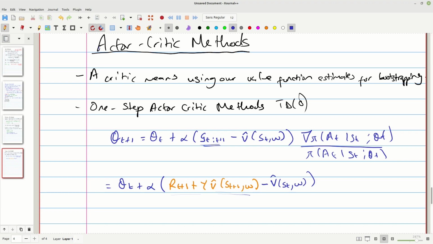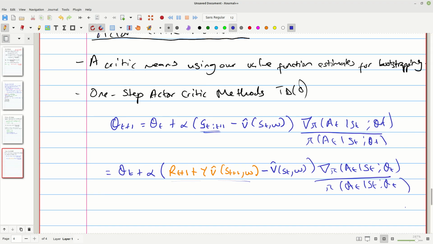Before, when looking at REINFORCE with baseline, we had the full return, but now we just have the bootstrap estimate, the same way we do with TD(0). So this should be straightforward. And that's the gradient of pi of A_t given S_t, parameterized by theta t, divided by pi of A_t given S_t, parameterized by theta t. So that's the idea behind Actor-Critic methods.